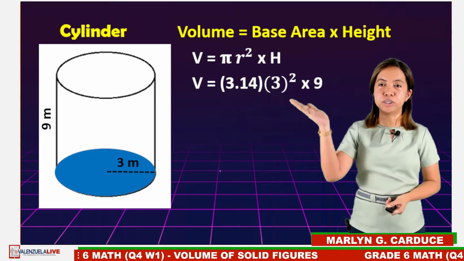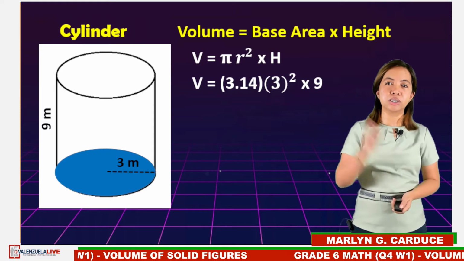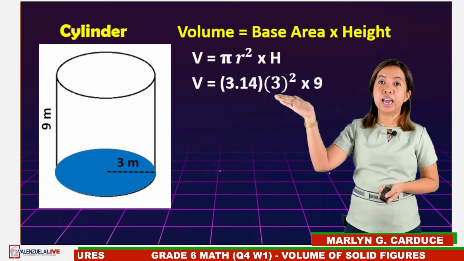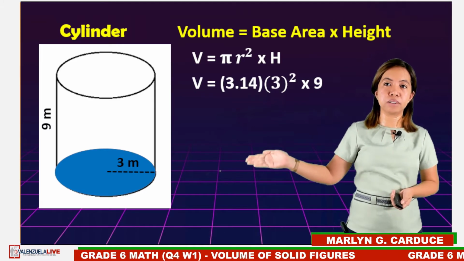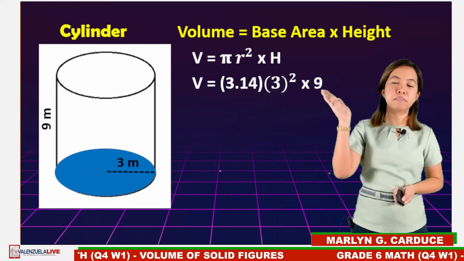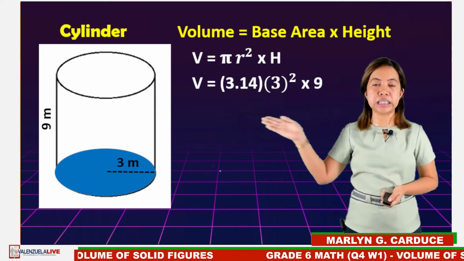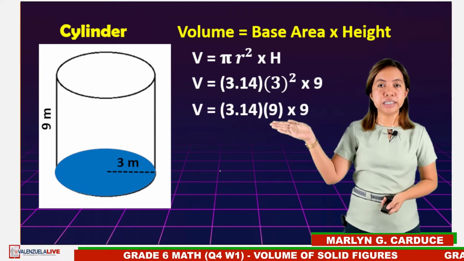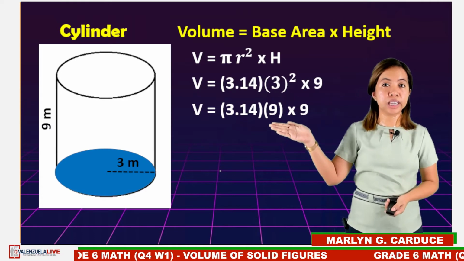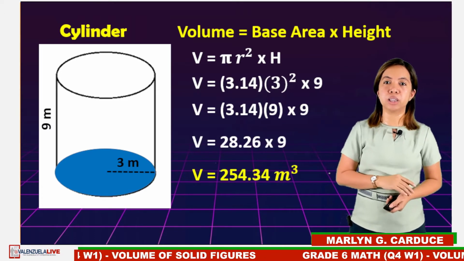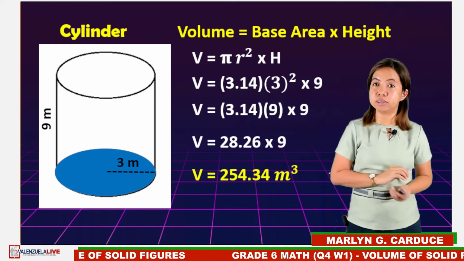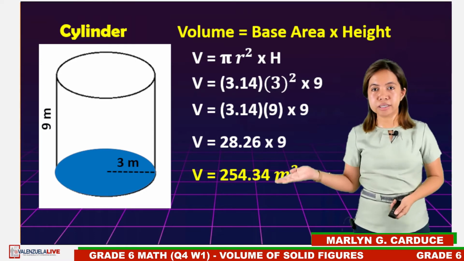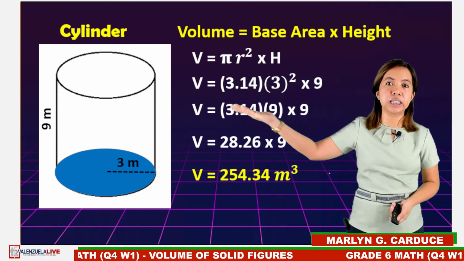Then again, let's substitute all the given lengths. So pi is equal to 3.14 multiplied by the 3 meters as our radius in the figure. Then multiply it by 9 as our height in the cylinder. Then express first the exponent. So 3 squared will be equal to 9. Then multiply all the numbers, and it will give us a product of 254.34 cubic meters. So this is now the volume of the given figure.